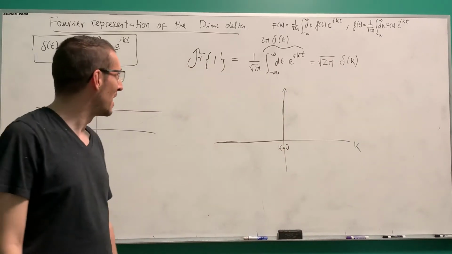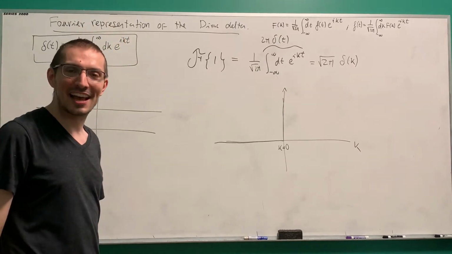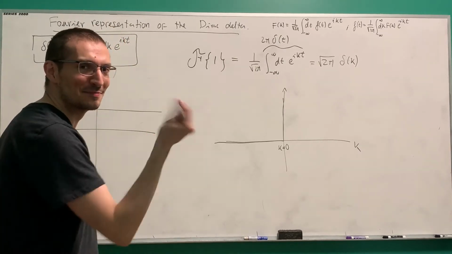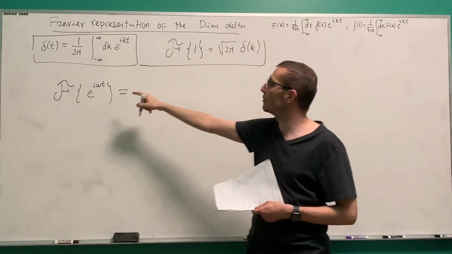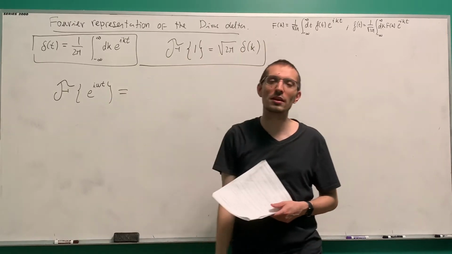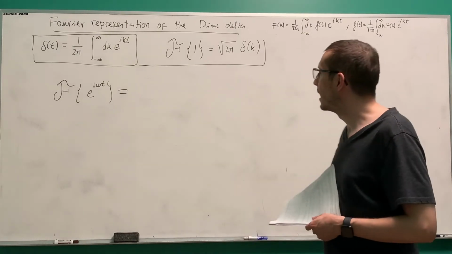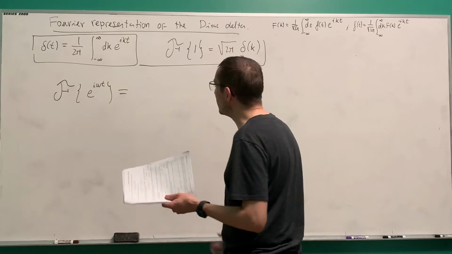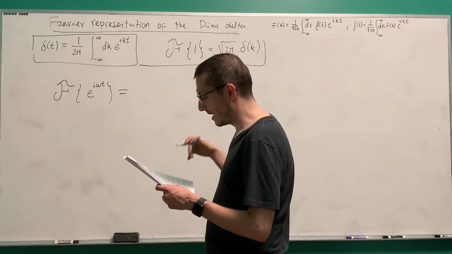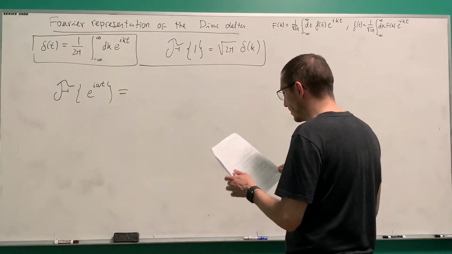All right, let's do the Fourier transform of the sine and the cosine, shall we? So we have here for reference the Fourier transform of 1. The next thing that we will do is the Fourier transform of e to the i omega t. What is the Fourier transform of that? The nice thing about that is that I can use the shifting property, the shifting in the frequency domain.